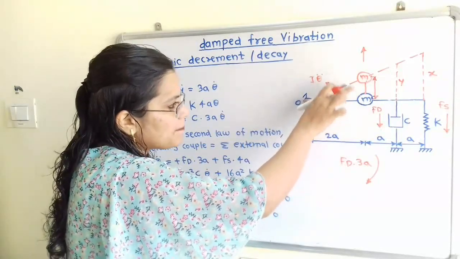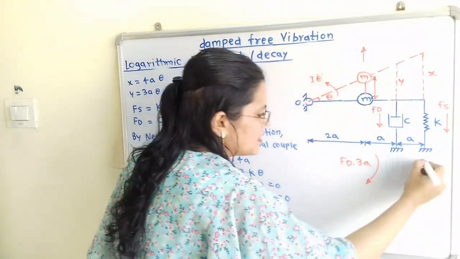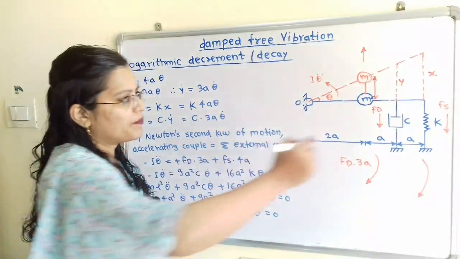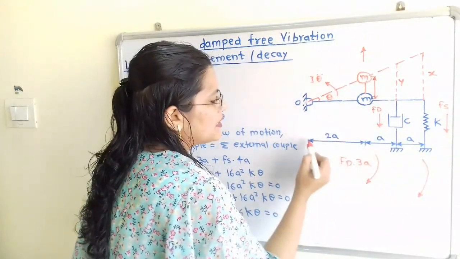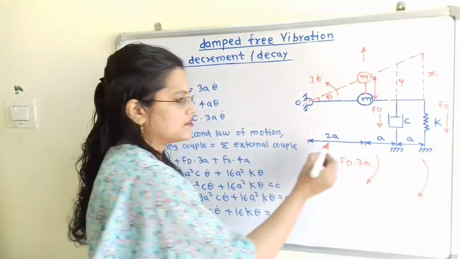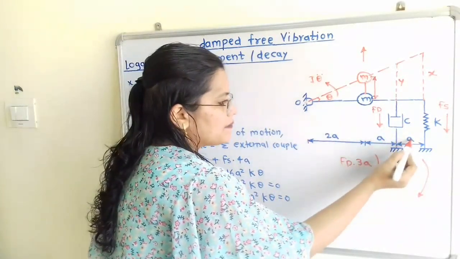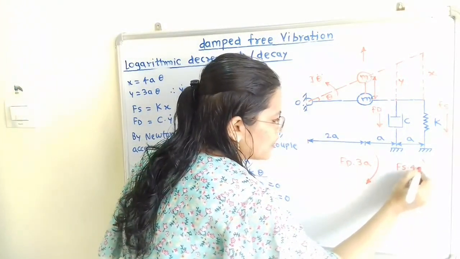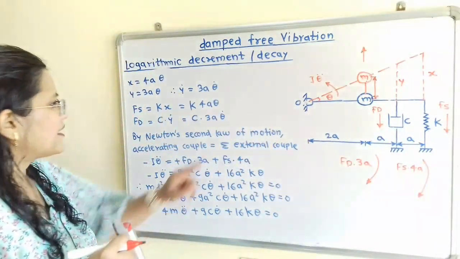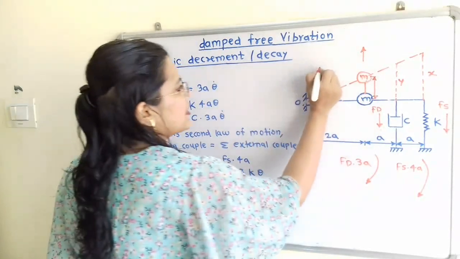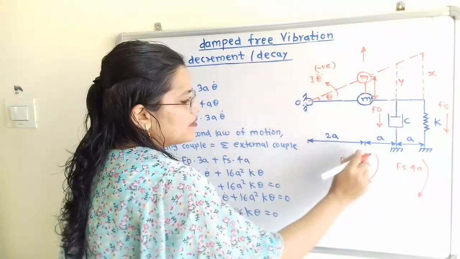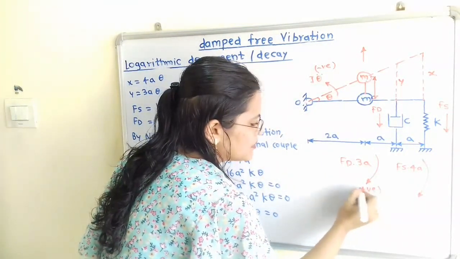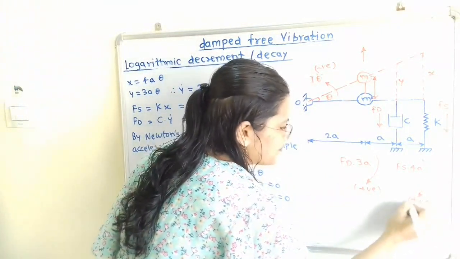In the same way we find the external couple due to the force Fs. If I move the compass in the direction of Fs, then it is also in the clockwise direction. And how do we find the value of the couple? This force Fs multiplied by the perpendicular distance, 2a plus a plus a, that is 4a. So I will write here Fs into 4a. Now, if I give the accelerating torque a negative sign, then these two couples are in the opposite direction, so we have to consider the positive sign.